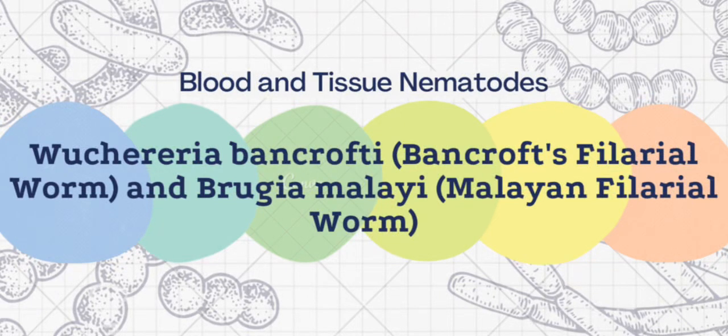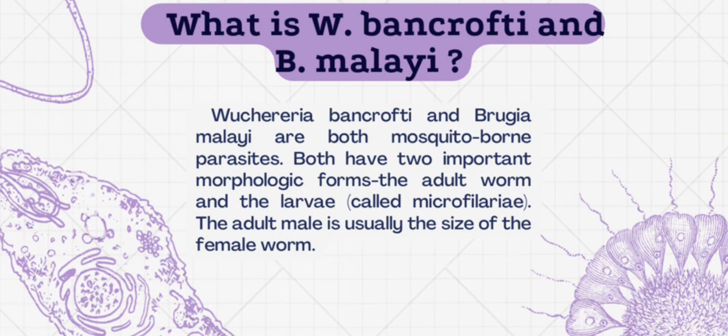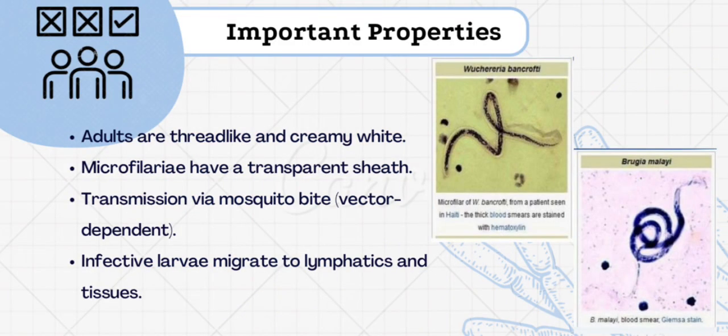We are here to report about Wuchereria bancrofti and Brugia malayi. So what are Wuchereria bancrofti and Brugia malayi? These are both mosquito-borne parasites. Both have two important morphologic forms, the adult worm and the larvae, called microfilariae. The adult male is usually smaller than the female worm. Here are the important properties of both nematodes.